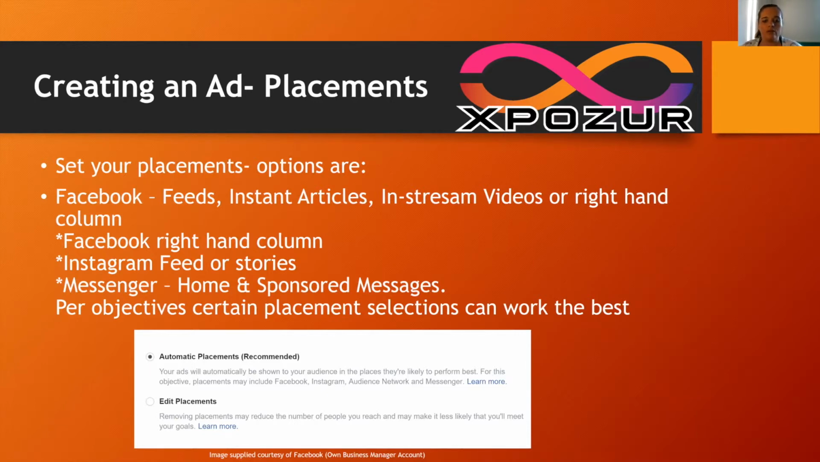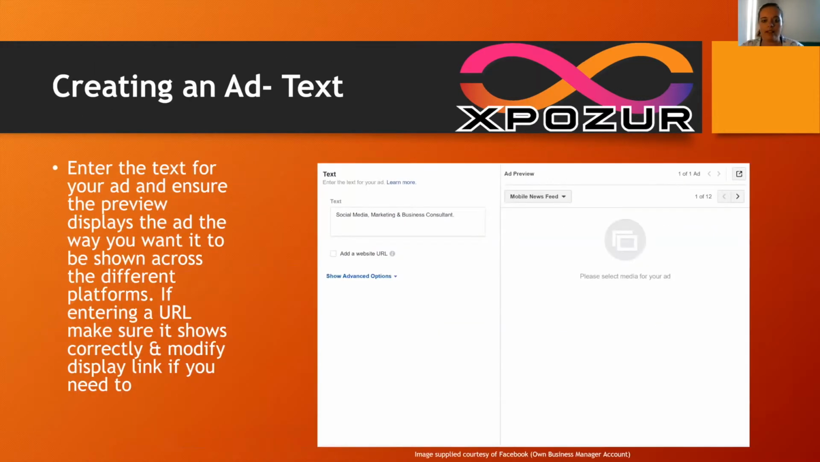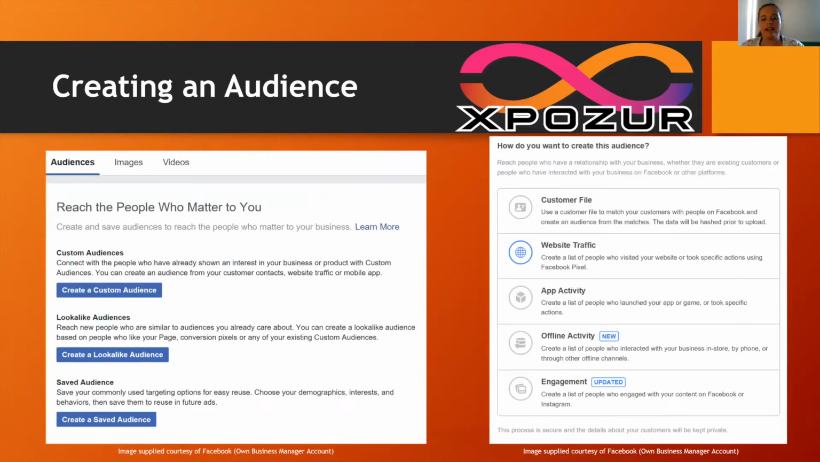Then you'll choose your page identity, your ad format and the ad text as you normally would. If you're entering a URL, make sure it shows correctly and it's all set up correctly, and then away you go. The actual ad aspect is exactly the same as you would have created in Ads Manager before. There's nothing that's different. The main difference is the audience and how you can target people.